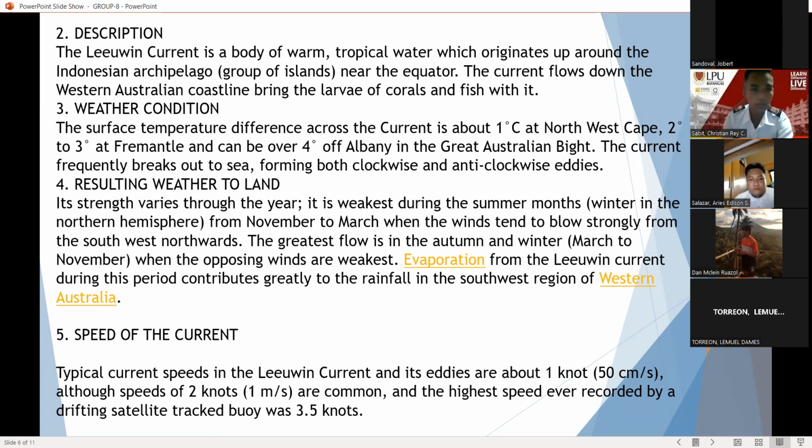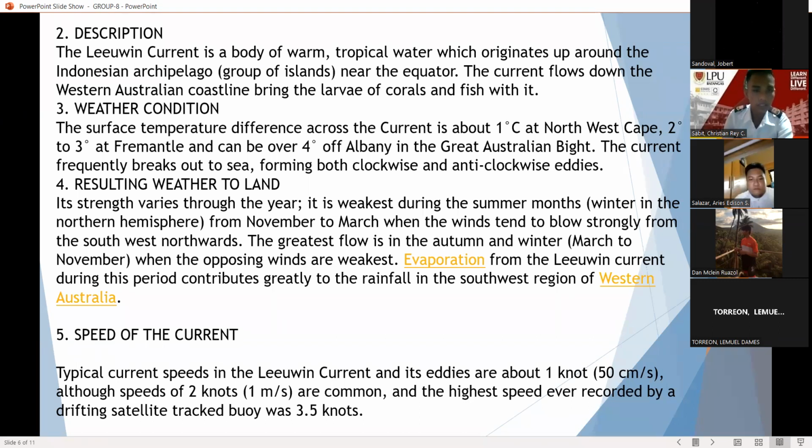Weather condition of Lewin Current. The surface temperature difference across the current is about 1 degree Celsius at northern West Cape, 2 to 3 degrees at Fremantle, and can be over 4 degrees at Albany in the Great Australian Bight. The current frequently breaks out to sea forming both clockwise and anti-clockwise eddies.